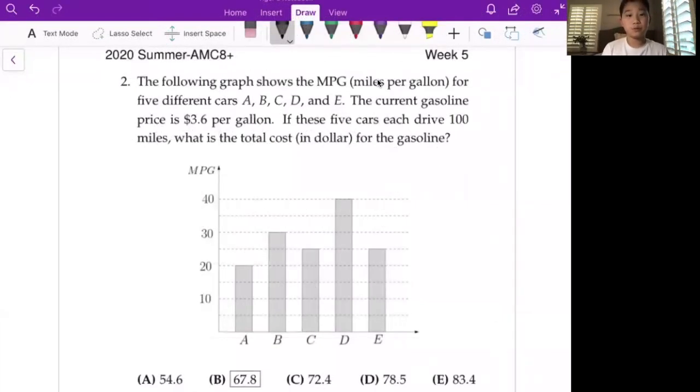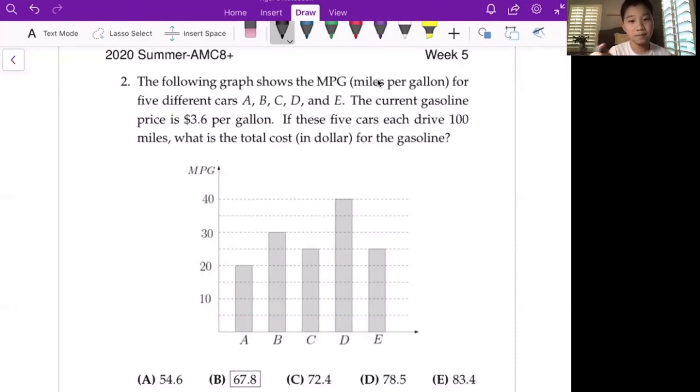Problem number 2. The following graph shows the MPG, miles per gallon, for 5 different cars A, B, C, D, and E. The current gasoline price is $3.6 per gallon. If these 5 cars each drive 100 miles, what is the total cost in dollars for the gasoline? So we see a relationship between the number of gallons and the price. And we see a relationship between the miles driven and the number of gallons used in the graph.